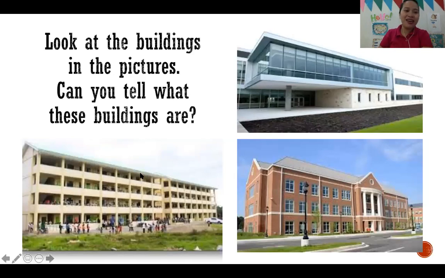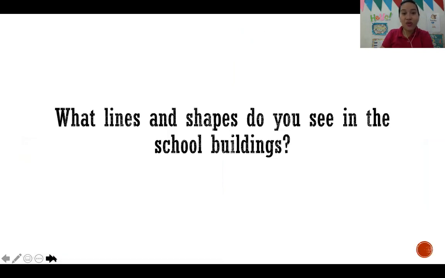Okay, let me start. So we have here straight lines. There are also shapes. See? These rectangles, in the windows, right? In the windows. We also have triangles, it looks like a triangle shape here, in the roof part. And we also have a circle here. Right? Can you see it? Okay? So the buildings here are very nice. Okay? Sige. So, another question.